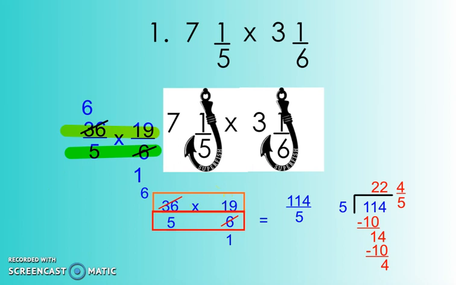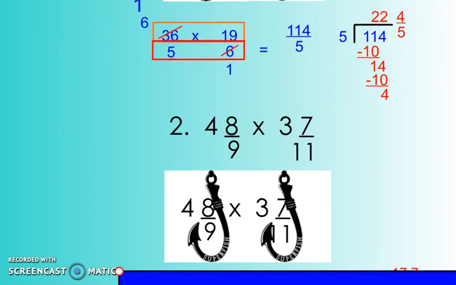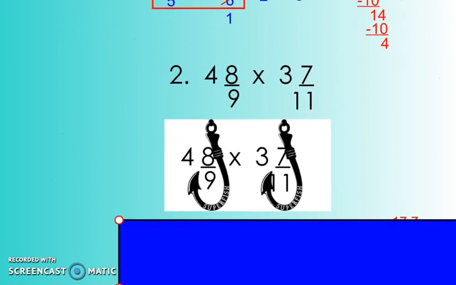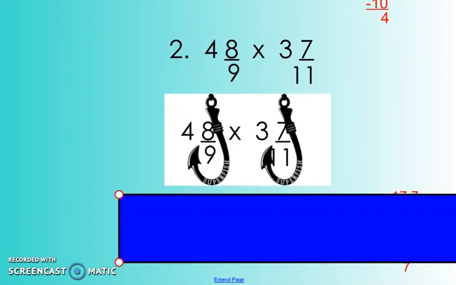Now let's try another problem. What about multiplying 4 and 8/9 times 3 and 7/11? I'm going to give you a brief moment so that you could set this up and see if we can solve this.